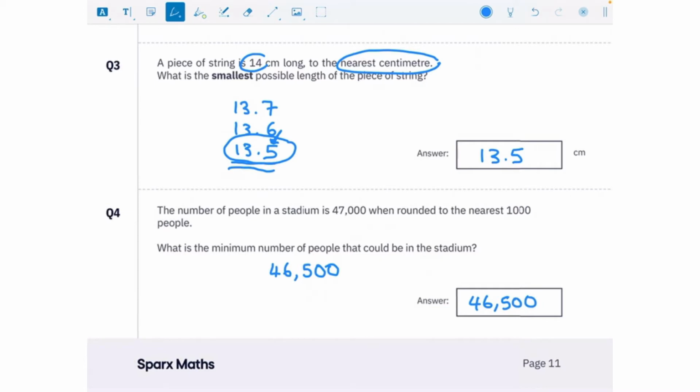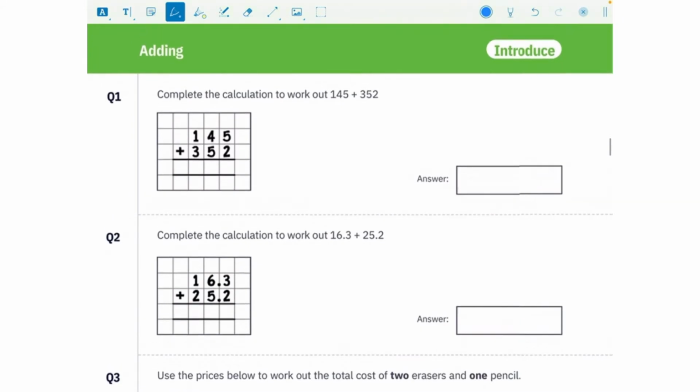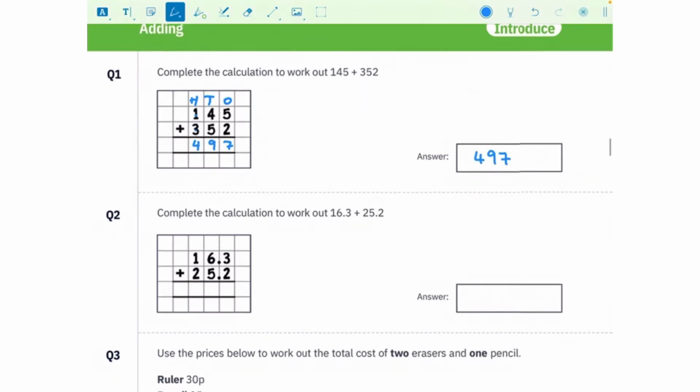Well done if you got those, they were quite tricky, and we're moving on to adding. Complete the calculation to work out 145 add 352. So when we're adding, it's really important to line up the columns, and they've done that for us. So we've got the ones over the ones, the tens over the tens, and the hundreds over the hundreds. 5 add 2 is 7, 4 add 5 is 9, and 1 add 3 is 4. So our answer is 497.